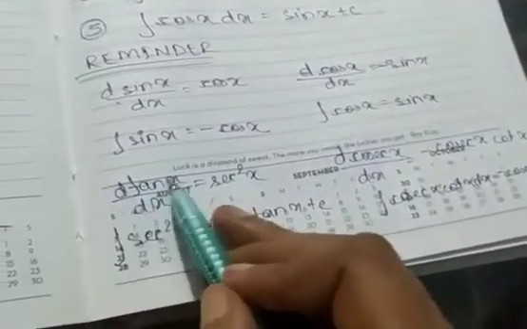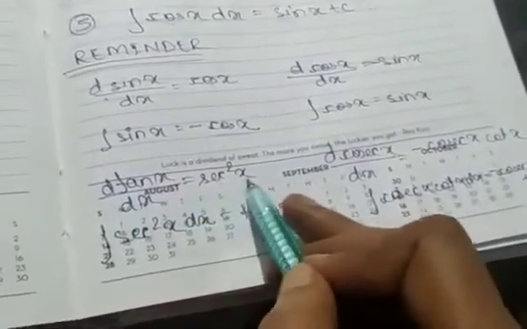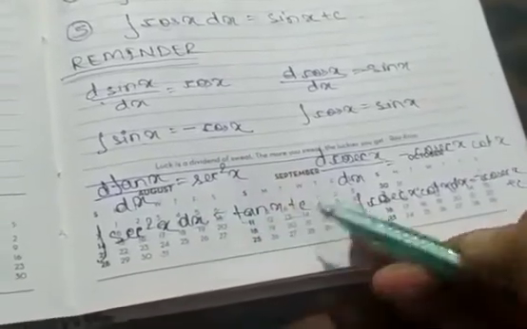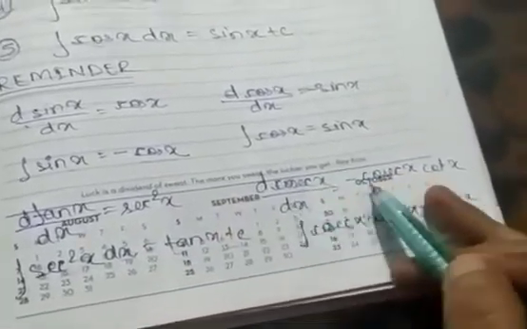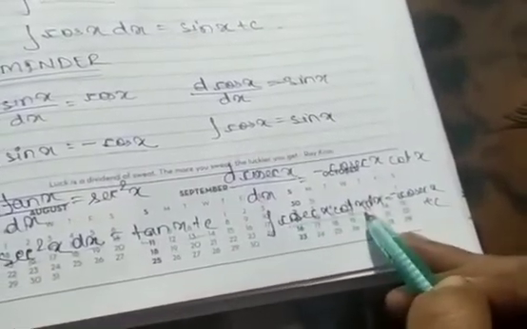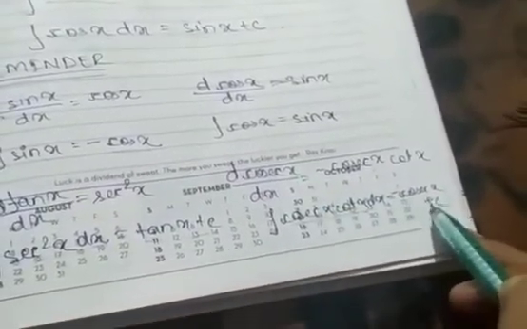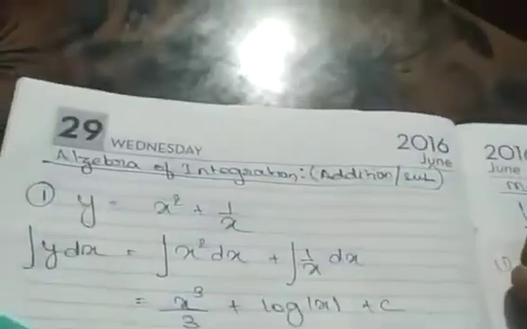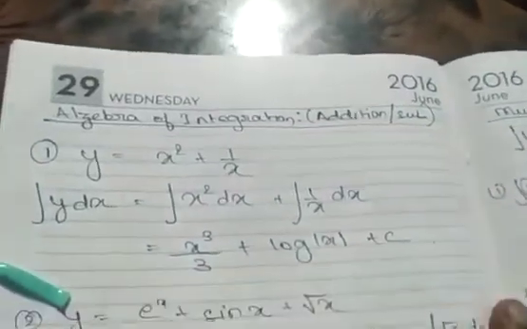Like differentiation of tan x was sec square x. So if I integrate sec square x dx, I will get tan x plus c. Differentiation of cosec x was minus cosec x cot x. So if I integrate cosec x cot x, I will get minus cosec x plus c, which is just the opposite of differentiation. Let us see the algebra of integration.